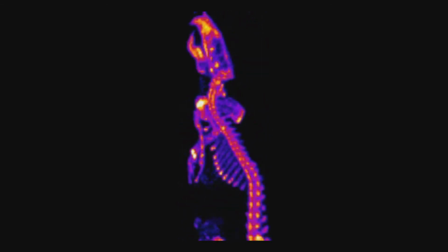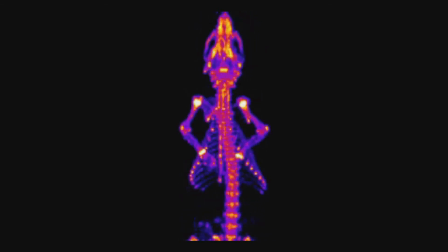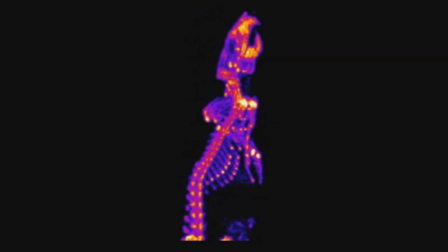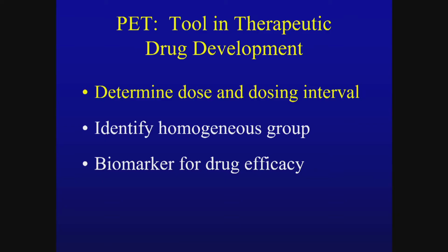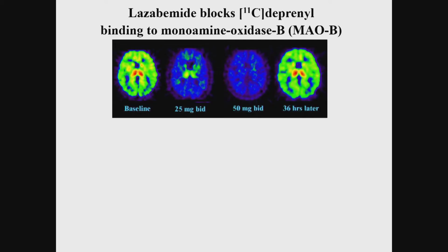We can image rodents, mice, transgenic mice, not just large humans. Okay. So I want to tell you examples of how PET can be used and is being used as a tool in therapeutic drug development. And by far the most common use is to determine the dose that should be used and the dosing interval. If you have a new therapeutic drug, how much do you have to give, and how often do you have to give it? A good example of that comes from this slide.